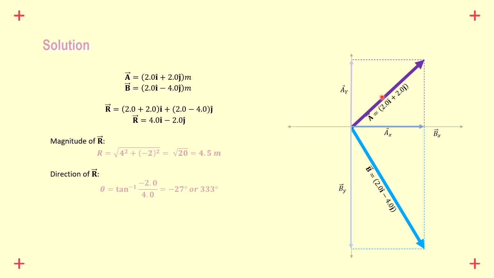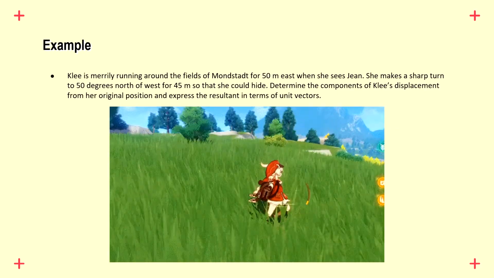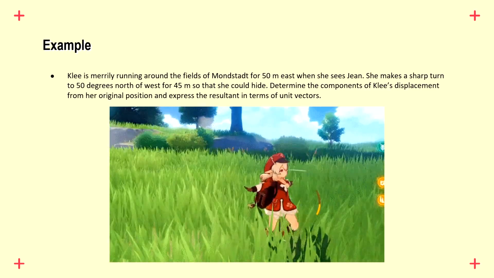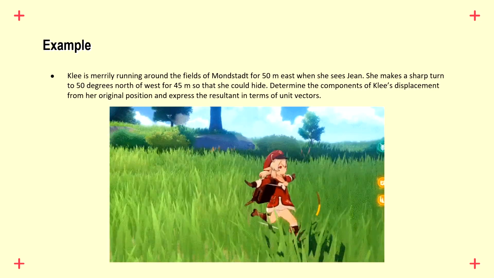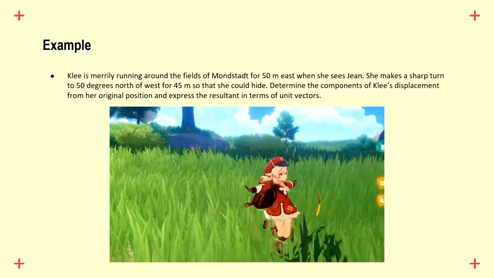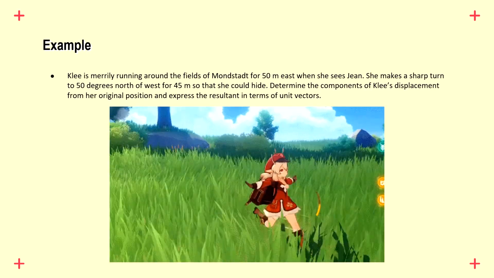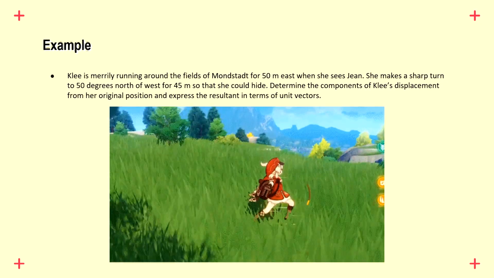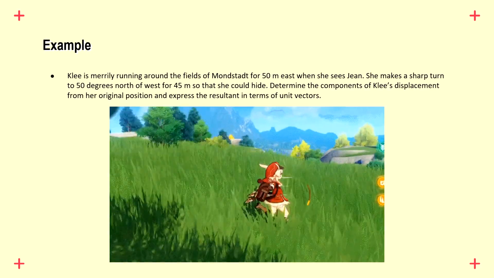So let's have another example. This is Klee. Klee is merrily running around the fields of Mondstadt for 50 meters east when she sees Jean. Jean is the guardian of Klee, and if she sees Klee running around, she might scold Klee. So Klee makes a sharp turn 50 degrees north of west for 45 meters so that she could hide. Determine the components of Klee's displacement from her original position and express the resultant in terms of unit vectors. Okay?